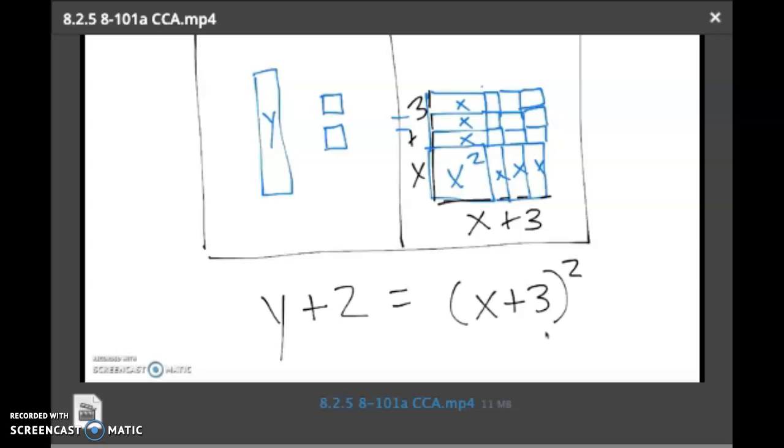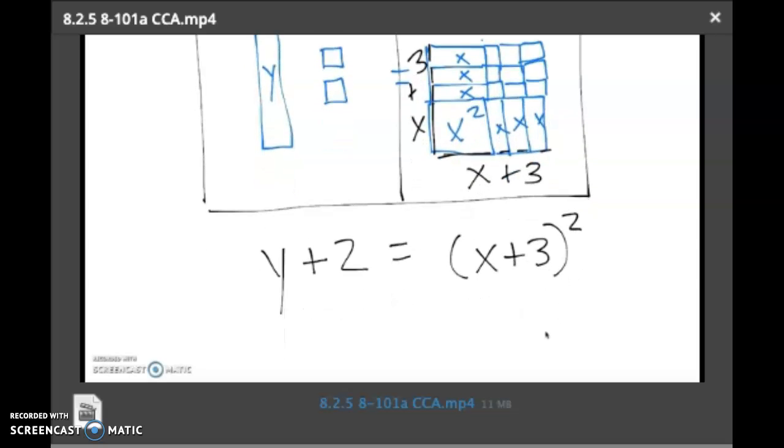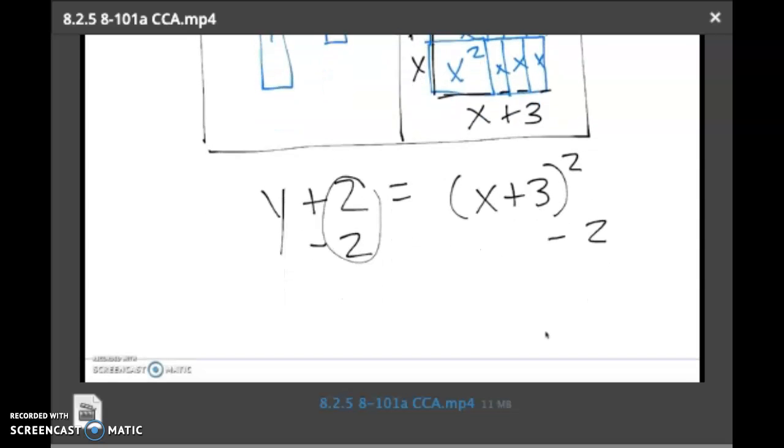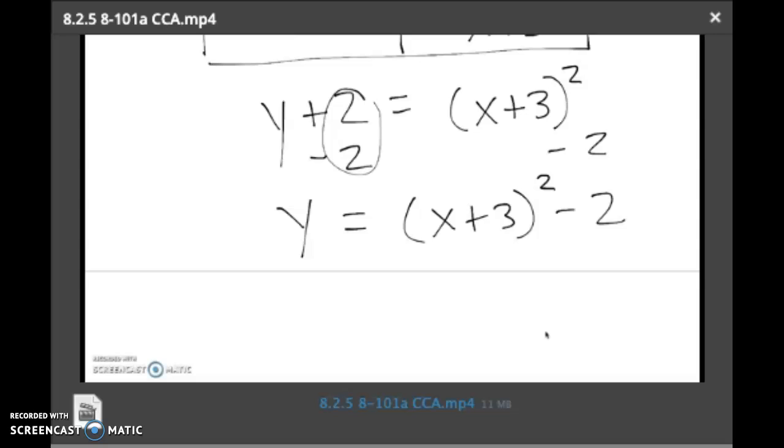All right, and now to get it into our graphing or vertex form, we need to get the y alone. So solving this, I'm going to subtract 2 from both sides. So that gives me y equals x plus 3 squared minus 2. So now when you're looking at this, hopefully you realize it's in graphing form or vertex form, and you can see the vertex right away.